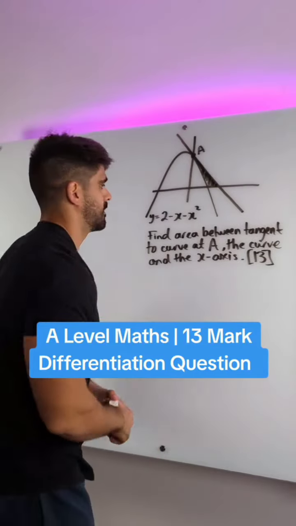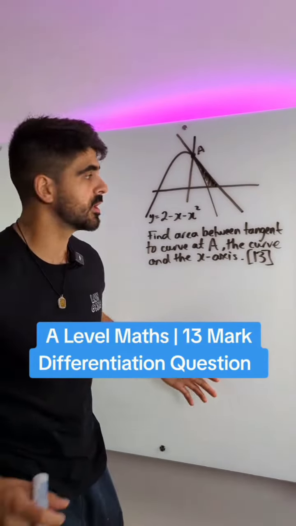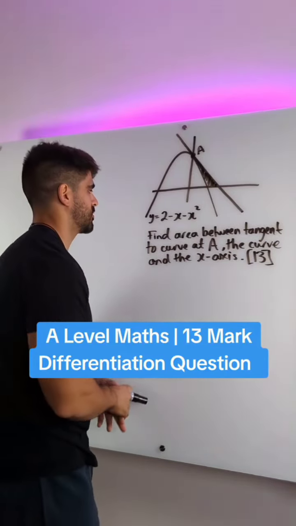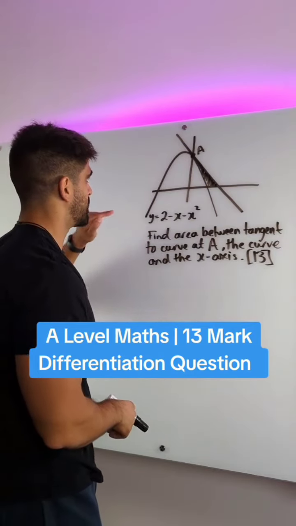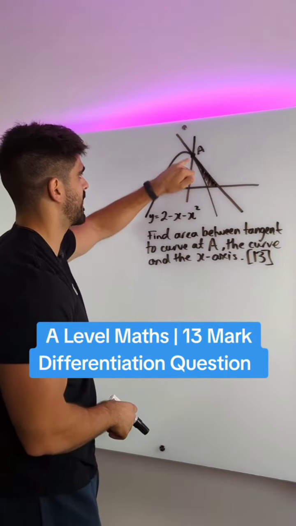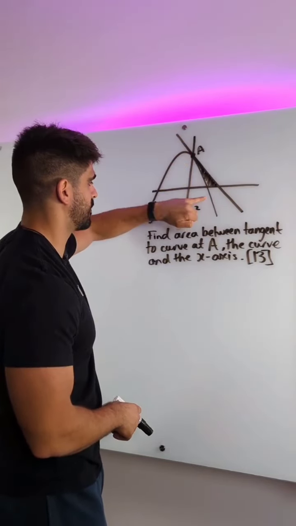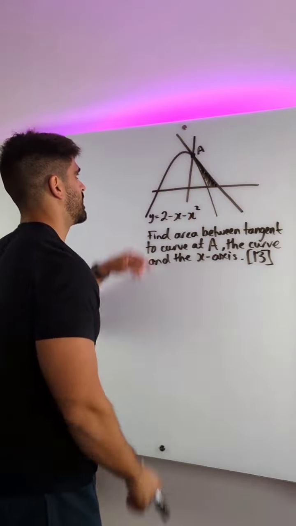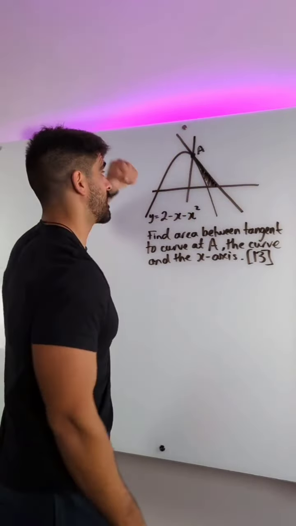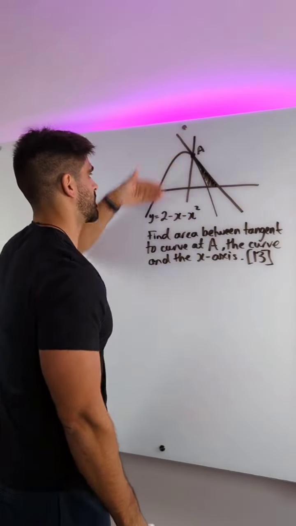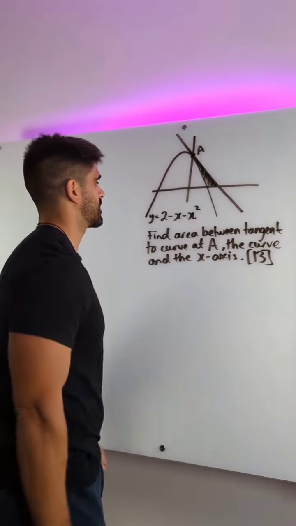13 marks, mate. Can you really afford to mess up such an easy question? So find the area between the tangent to the curve at A, the curve itself, and the x-axis. Now, they did say in the question that A is where the curve crosses the y-axis.